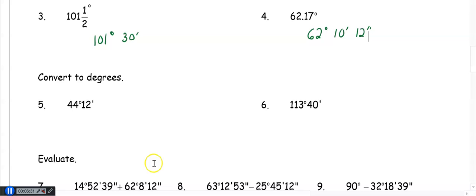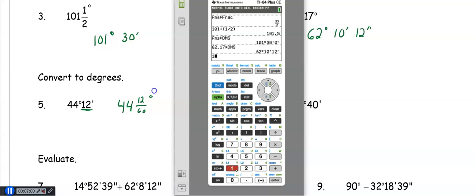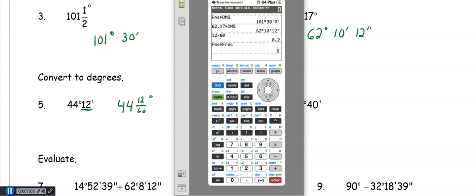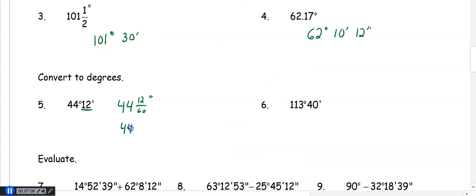Now, we can also go the other way, where if we have our degrees and minutes, or degrees, minutes, and seconds, we can go back into degrees with a fraction. So remember that 60 minutes make a degree. So we're going to take our minutes and put that over 60 and then reduce. So we would have 44 and 12 over 60 degrees. 12 divided by 60, you can either reduce that by hand or use the calculator: math, enter, enter, and it gives us a fraction of 1/5. So we have 44 and 1/5 degrees.